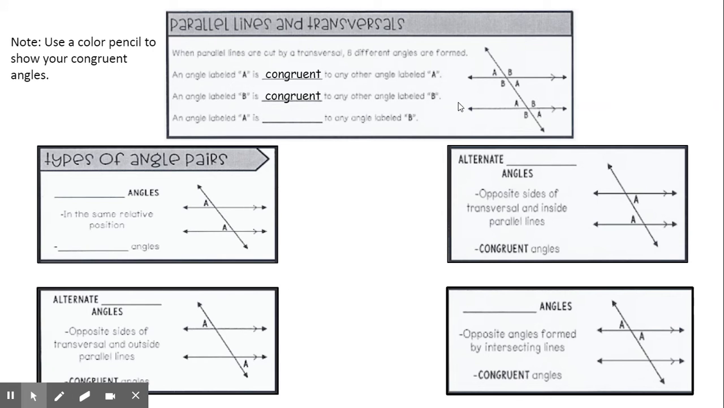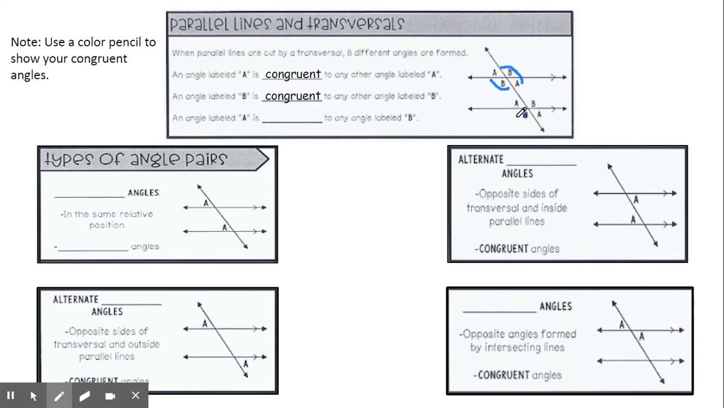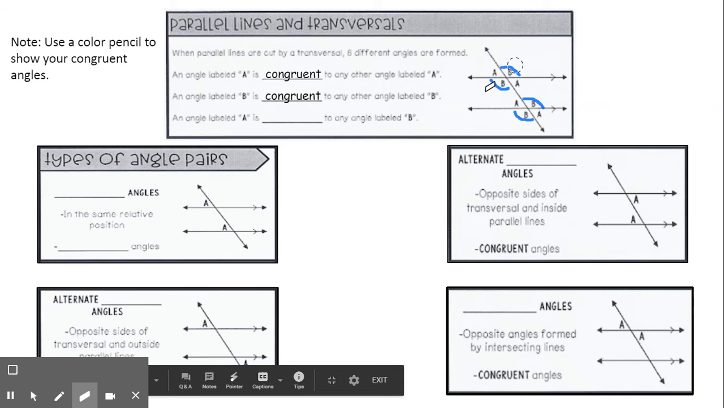Angle B is congruent to angle B. So all of the B's, use another color. All of my B's are equal to each other. Let me fix this. Every single B, if I was to say B is 40, every single B is going to equal 40.